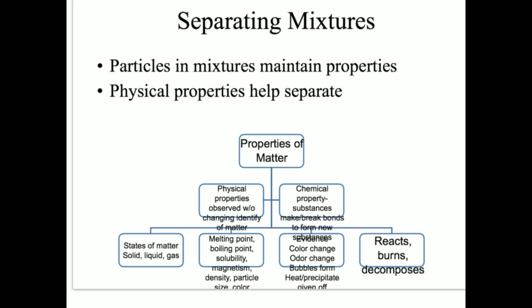Chemical properties are properties that can only be observed when bonds are formed or broken. Chemical properties include how something reacts, burns, decomposes, corrodes, etc.